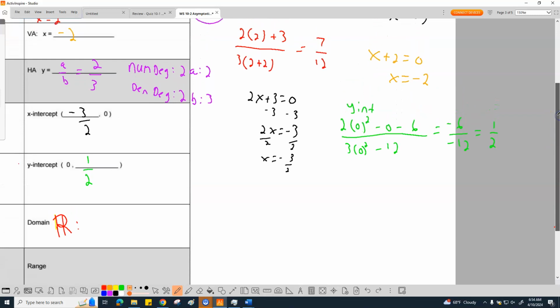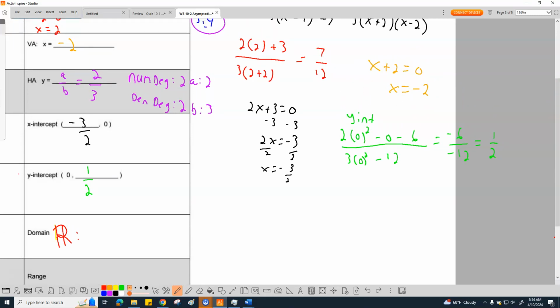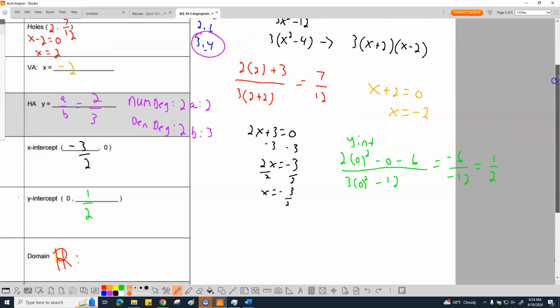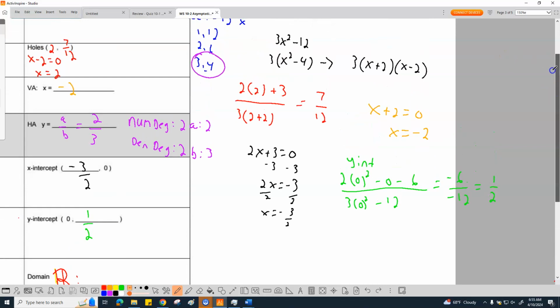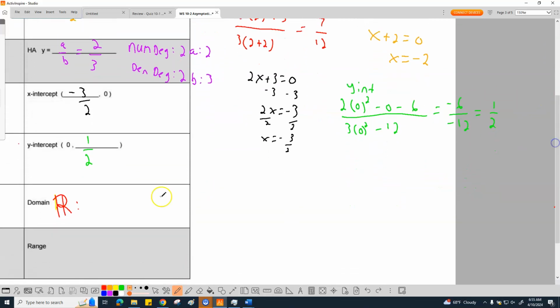All reals, except it can't be vertical asymptotes and it can't be holes. So what do I have here? All right, okay, here we go. Vertical asymptote is -2 and then a hole at 2. So do you see those numbers up there? It's 2 and -2. I can't use that. So I can use all real numbers except x can't equal 2, and x cannot equal -2.